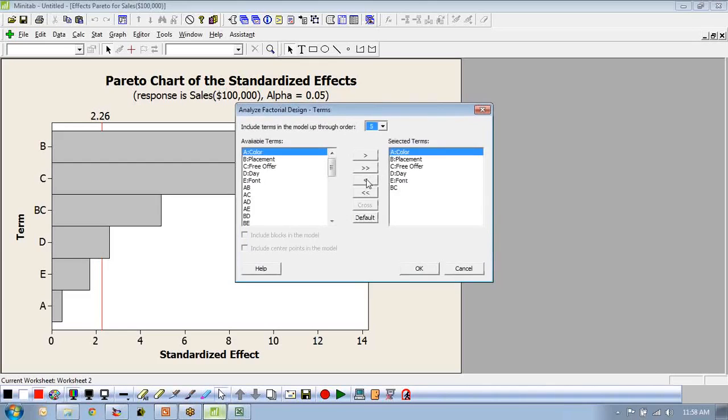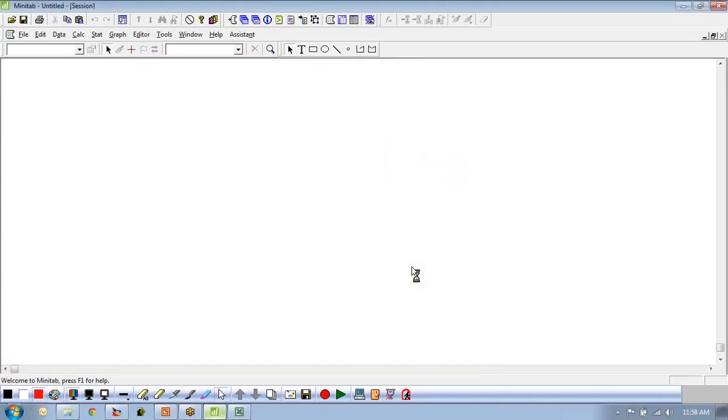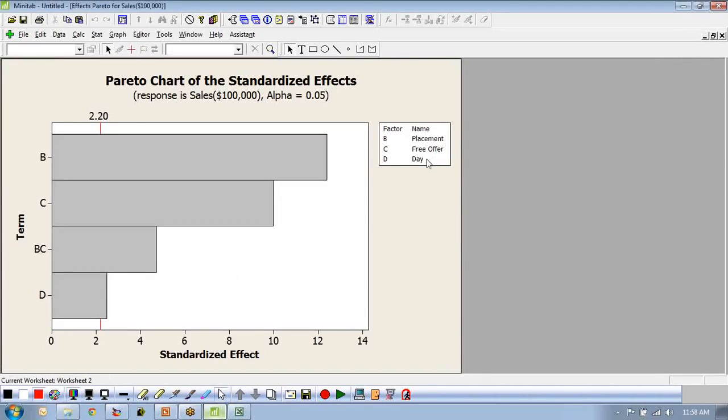So now we're going to remove A. Color doesn't matter. Font doesn't matter. But placement, free offer, and day of the week that we send it out do. And this is how much they matter. Placement matters the most. Whether there's a free offer matters. And then there's an interaction between those two things.